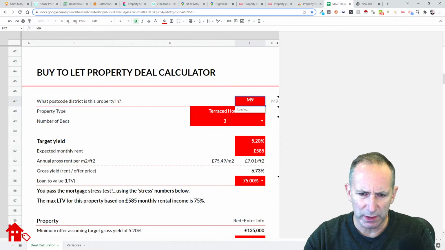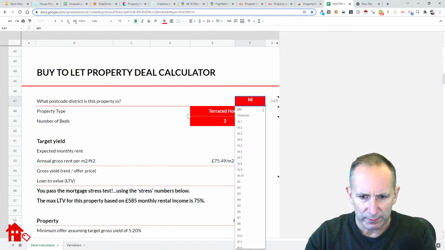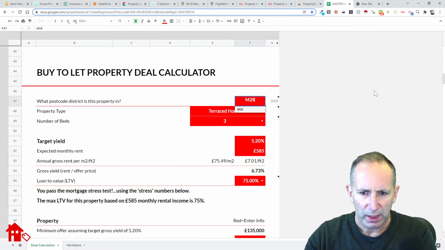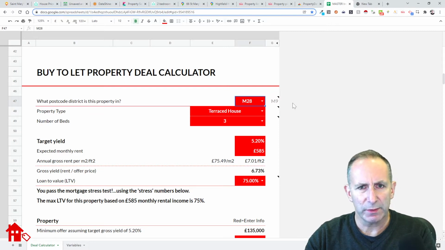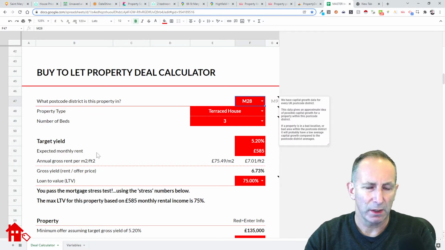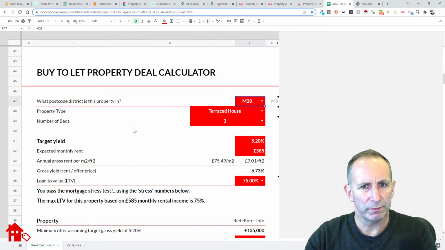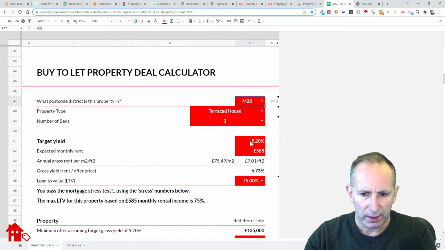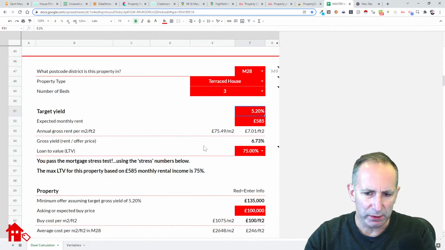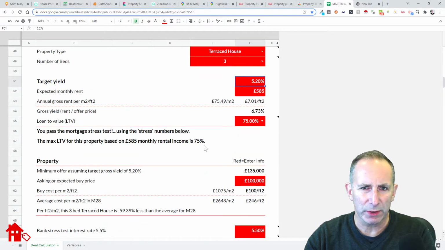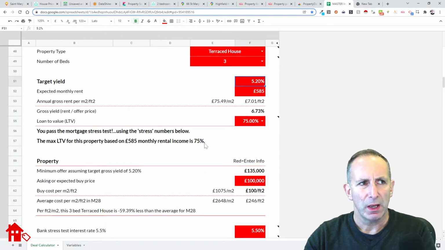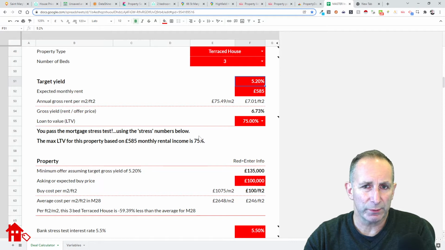So we said M28, I think it was. M28, there it is. The reason that's important is because I have some PropertyData data in the back end where I do some calculations. Now, what's my target yield? I want it to be at least above 5.2. Why? Because based on mortgage pressure tests and so on, you really have to get a yield of 5.2 or above on a property to make it work.